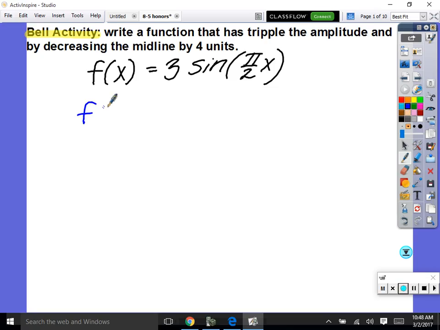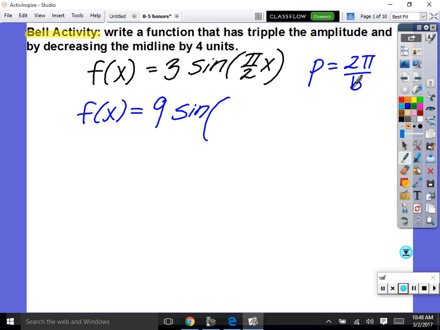So we would write f of x is equal to, it's going to be a computer-generated test, so then triple the amplitude. So instead of having an amplitude of 3, it's going to be up at 9. So 9 sine. Now, amplitude change and a shift down will not affect your period, right? Which this isn't the period. This is the number of cycles from 0 to 2 pi. Remember that. Period equals 2 pi divided by b. Just making sure that we don't think that's the period. And then we're going to decrease the midline by 4 units. That's all you have to do. Minus 4 on the outside.